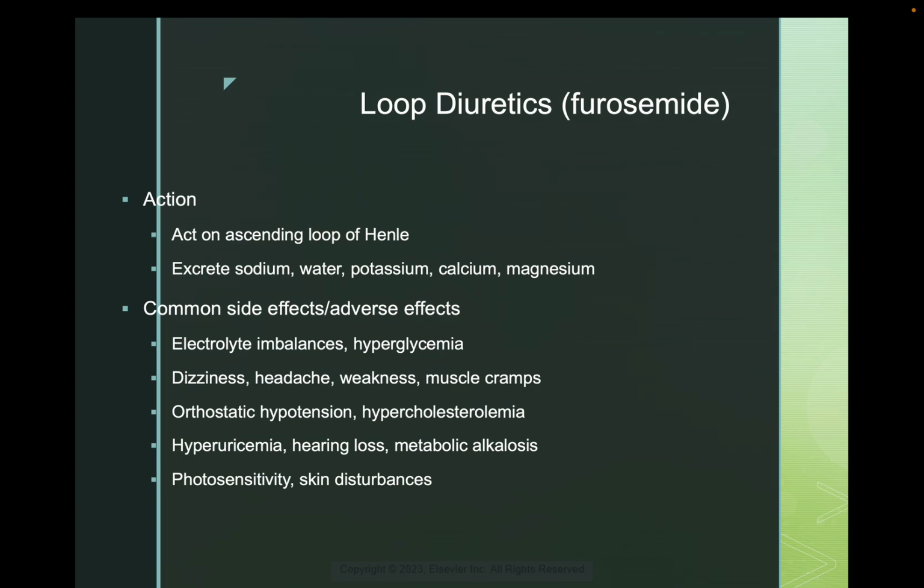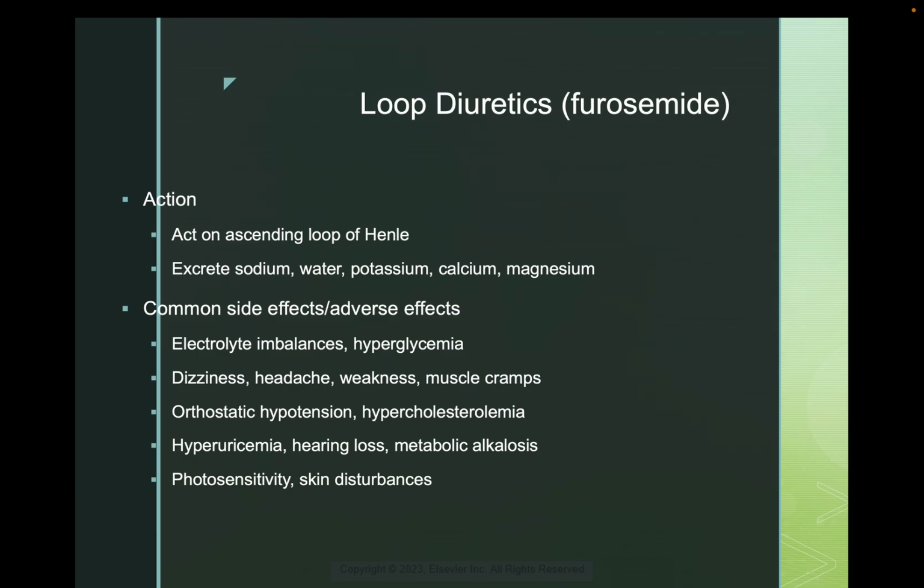Our next diuretic that we're going to talk about is our loop diuretic, which is furosemide. Furosemide acts on the ascending loop of Henle. These excrete water, sodium, potassium, calcium, and magnesium. So when we talk about this one, we talk about what it excretes. It's not selective in what it excretes. This one is very important when we talk about potassium. This is not what you would consider a potassium-sparing diuretic. It will let your body shed potassium.